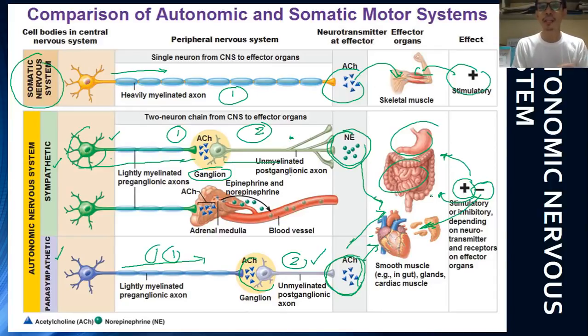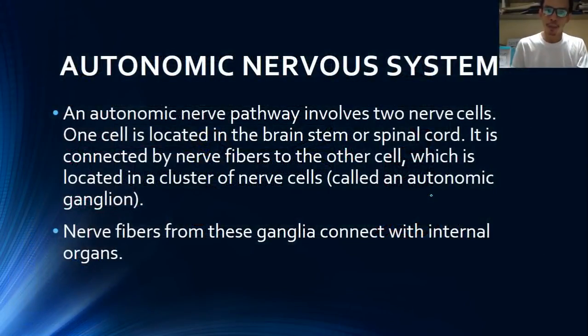Okay, so with that, these are the differences between the autonomic and somatic motor systems, and also the differences between the parasympathetic division and the sympathetic division of the autonomic nervous system. Please do remember that the autonomic nervous system always requires two nerve cells that are connected to each other. One is connected to the brainstem or spinal cord, and the other one is connected to the organs. So please do take note of that.